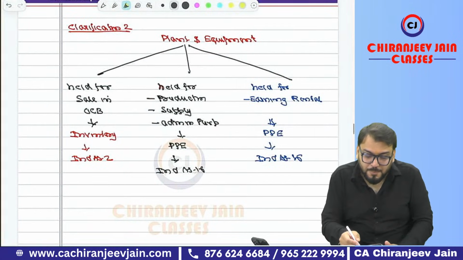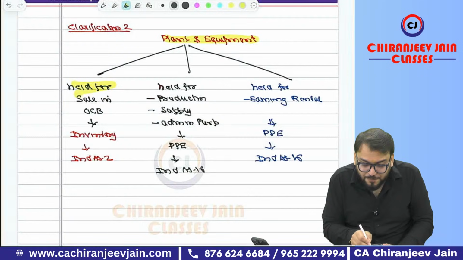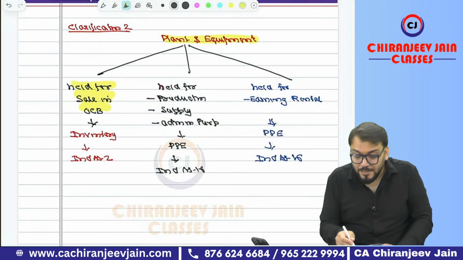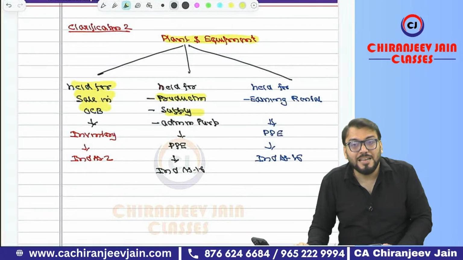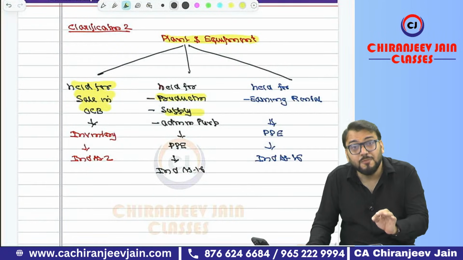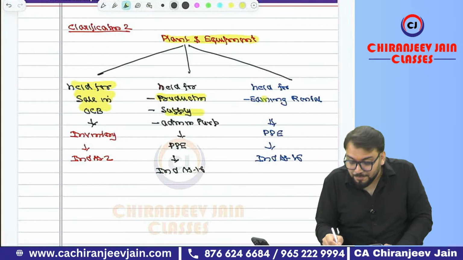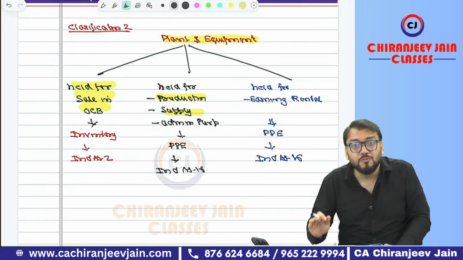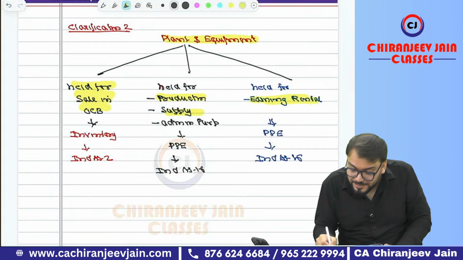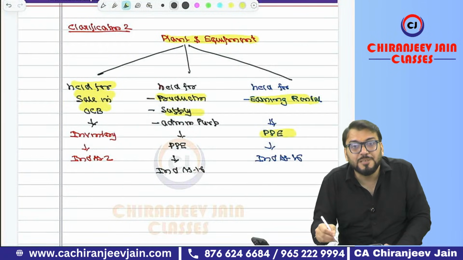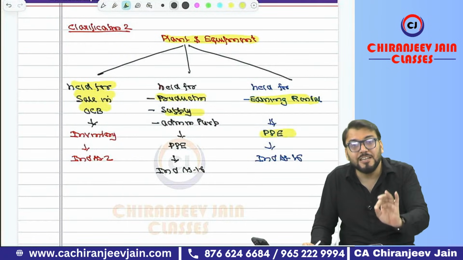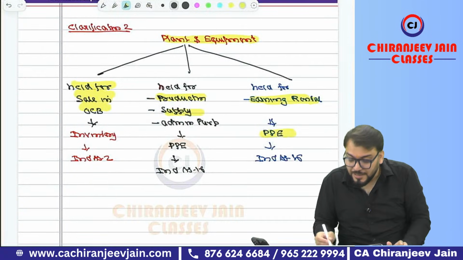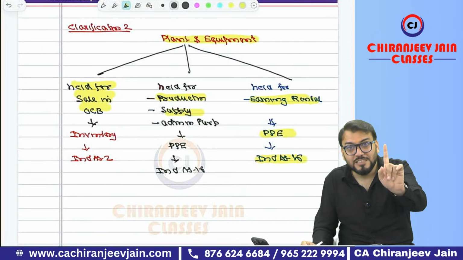Coming to one more clarification about plant and equipment. If plant and equipment is held for sale in the ordinary course of business, it is inventory. If plant and equipment are held for production or supply, or for rental to others, or for admin purpose, it is PPE. Now, if any plant and equipment is held for earning rental income, means if you have some car or any plant which is given on rent for earning rental income, then also it will be treated as PPE only. There is no specific standard for this particular point. Only for property we have investment property, Ind AS 40. For plant and equipment, even though it is held for earning rental income, Ind AS 16 will be applicable.